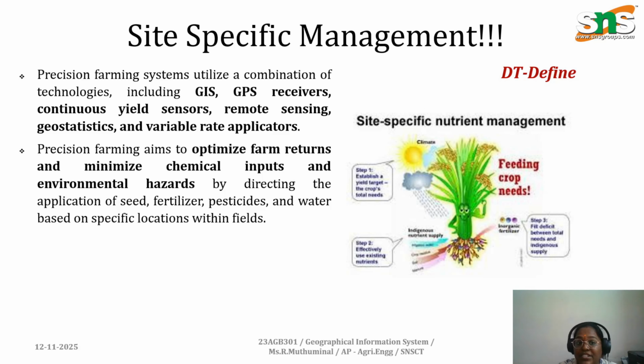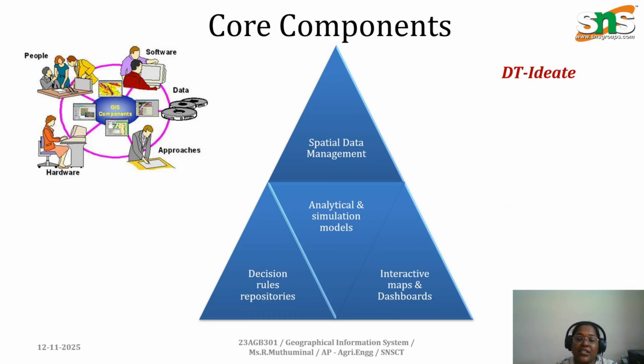That is why precision farming systems utilize a combination of technologies including GIS, GPS receivers, continuous yield sensors and remote sensing, geostatistics and variable rate applicators. It usually aims to optimize the farm returns and minimize the chemical inputs and environmental hazards by directing the application of seed, fertilizer, pesticides and water based on specific locations within the fields.